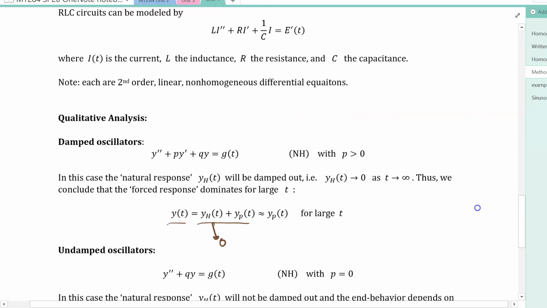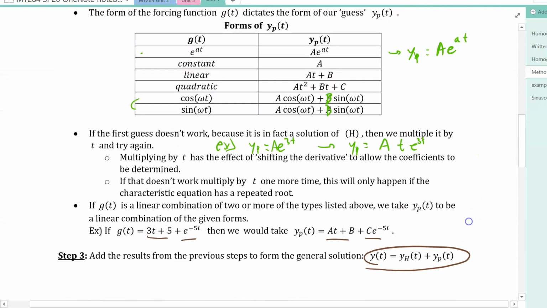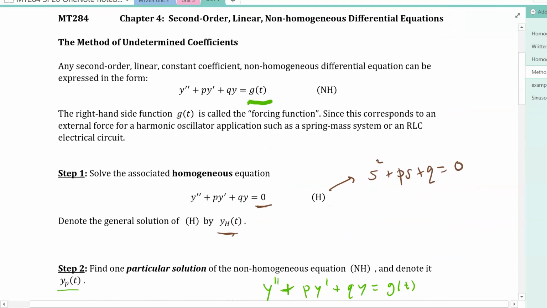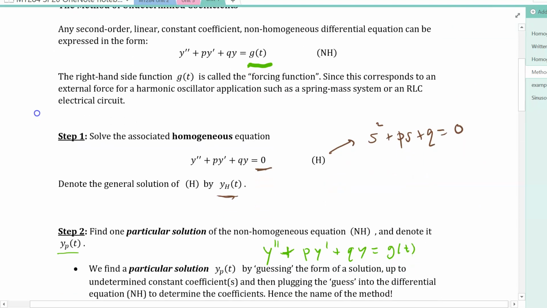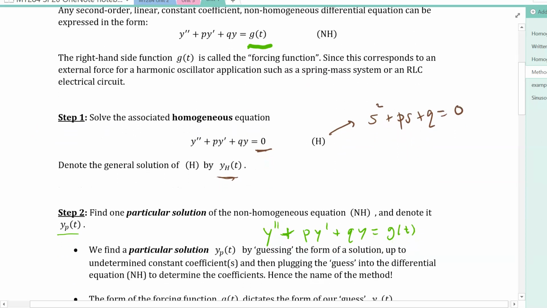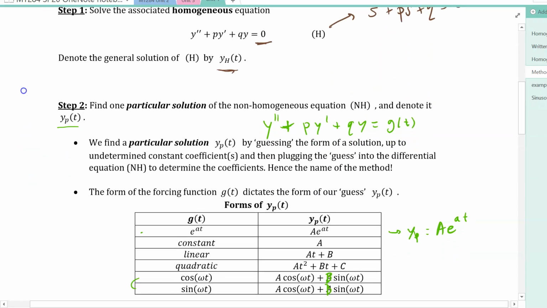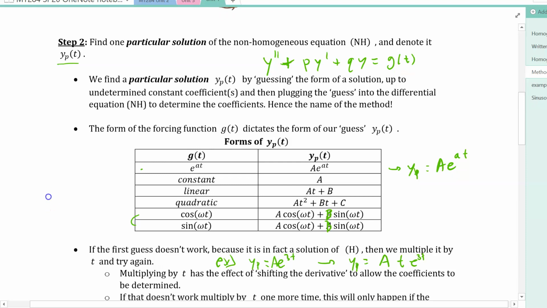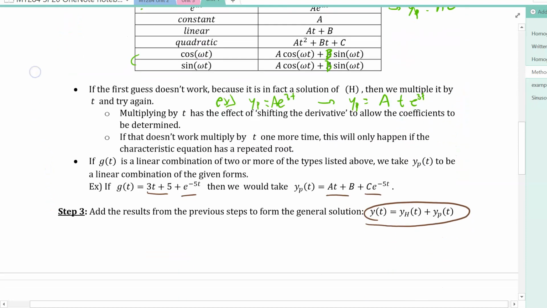In the next video we're going to look at an example, but let's just review the steps here, and then we'll get to it. First step: solve the associated homogeneous equation, so make the right-hand side 0, and determine the general solution based off of our previous work. Step 2: find the particular solution by guessing the form of a particular solution up to an undetermined constant coefficient, or possibly more than one, and then plug that into the differential equation and figure out what those constants actually are. And then lastly, add your results.